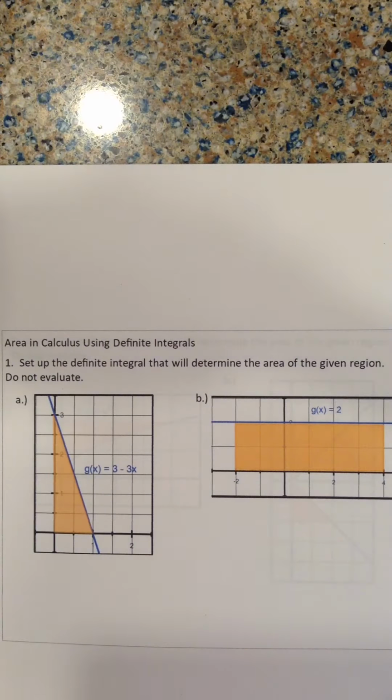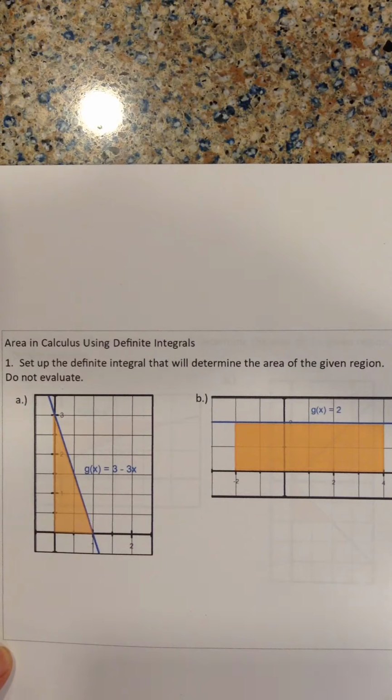Okay, area in calculus using definite integrals. The directions say to set up the definite integral that will determine the area of the given region. Do not evaluate. So we're looking at problem 1, A and B. And the function A is g of x equals 3 minus 3x.